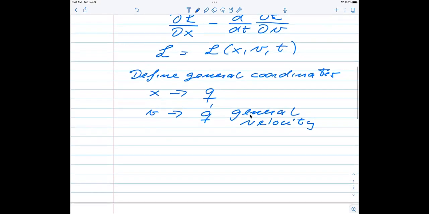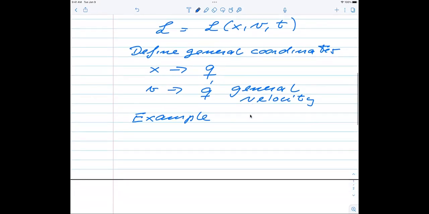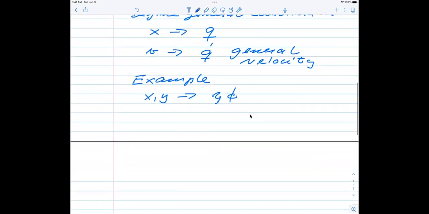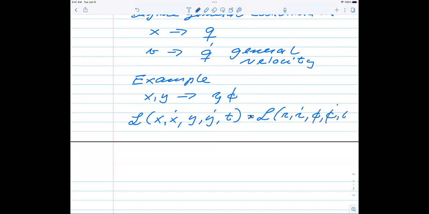If we look at one of the examples we've seen till now, we had a typical example where we went from Cartesian coordinates to polar coordinates. So we went over to r and phi. Then we had a Lagrangian, which was given in terms of x, the velocity in the x direction, and the position in the y direction, and t. And this was now given in terms of r, the radial velocity, the angle, the angular velocity, and t.